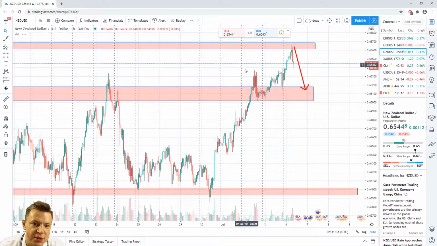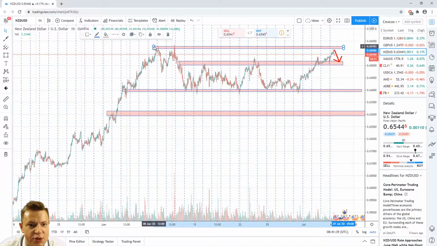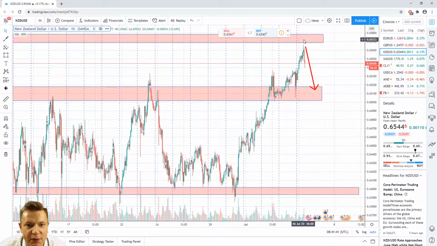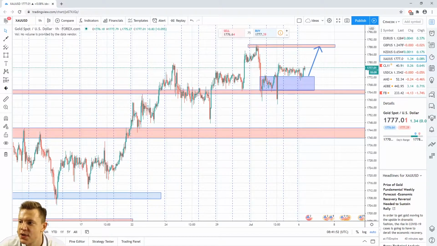New Zealand USD price right now in your important resistance level, and as you can see, price try to get a bounce from this level. I expect for the price from the pullback until 0.6520 in this case.